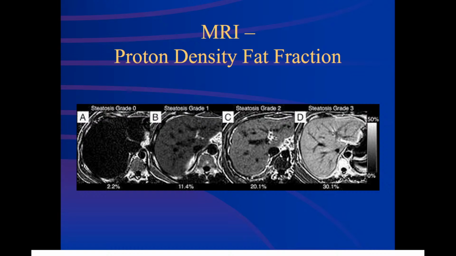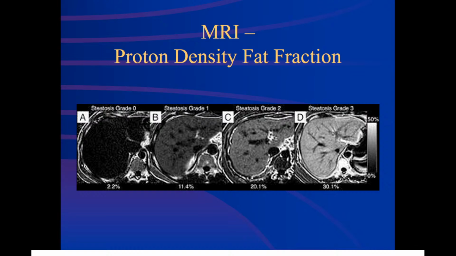So, there is a new method for the diagnosis of the level of fatty cells in the liver. It's called proton density fat fraction. You can see from the left to the right a more white color of the liver. It means that there are more fatty cells. In the first picture, only 2% of fatty cells. In the second, 11%, third, 20%, and fourth, 30% of fatty cells.